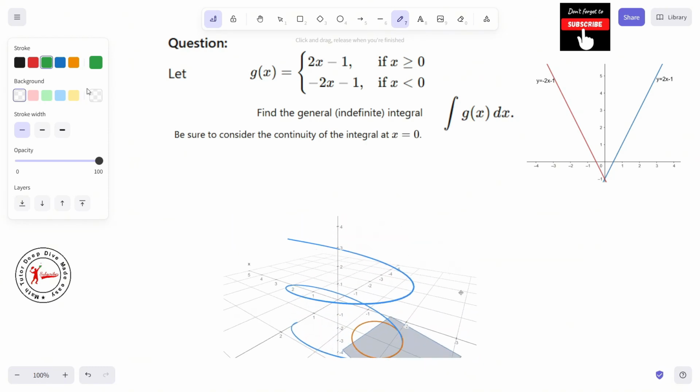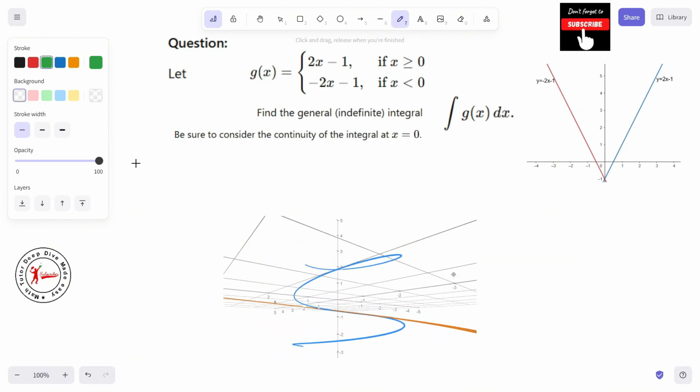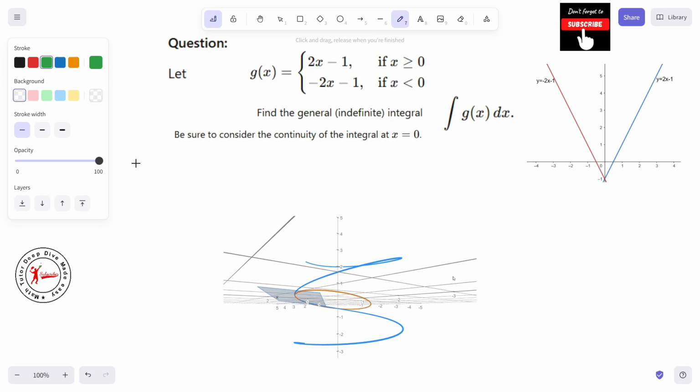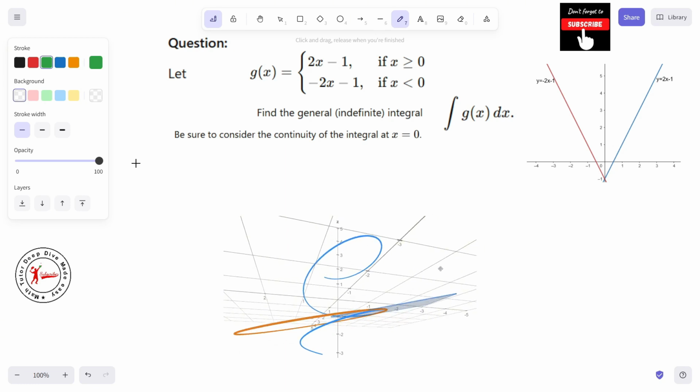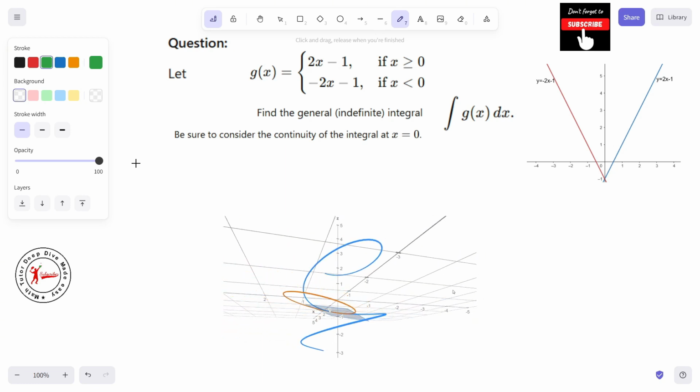This question is to find the general indefinite integral of a piecewise function. Let the function g of x be defined as follows. For all x greater than or equal to 0, g of x is equal to 2x minus 1. For all x less than 0, g of x is equal to negative 2x minus 1. Find the general indefinite integral of g of x with respect to x. Make sure your final expression is continuous at x equals 0.